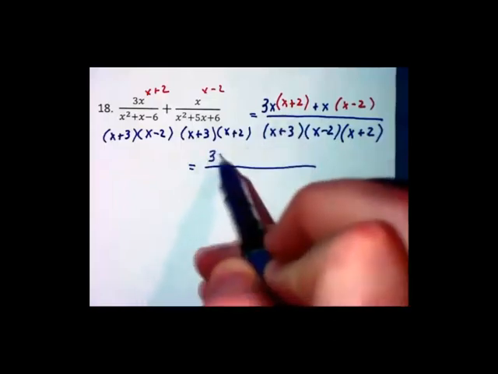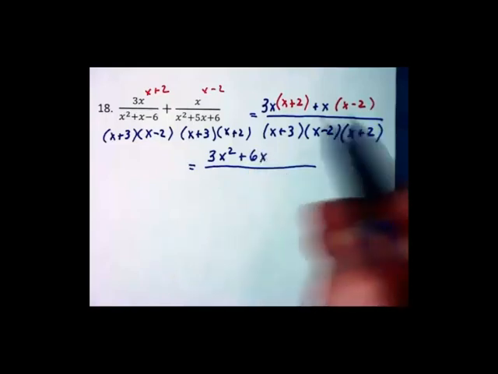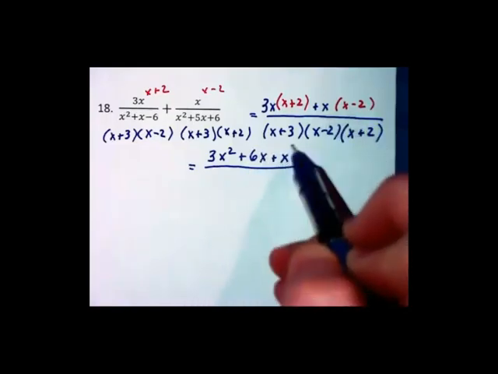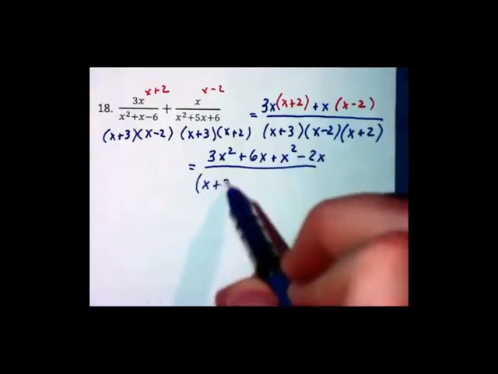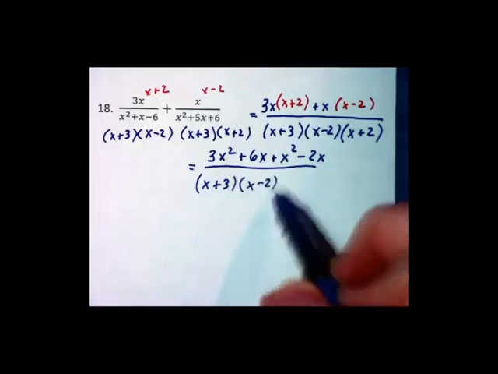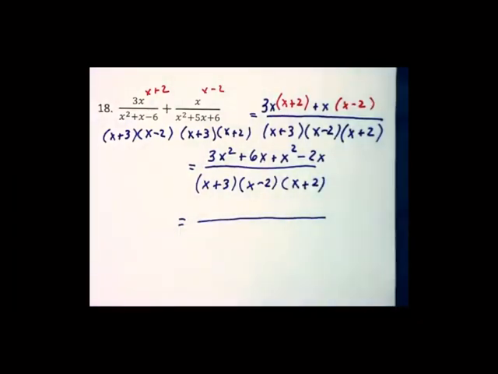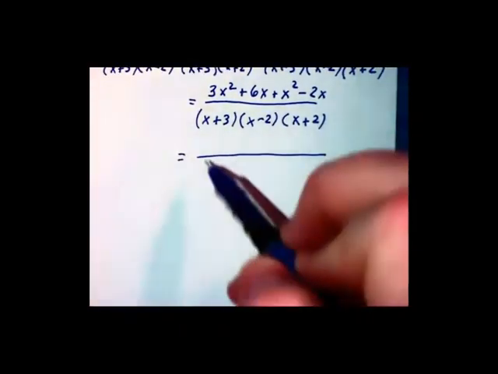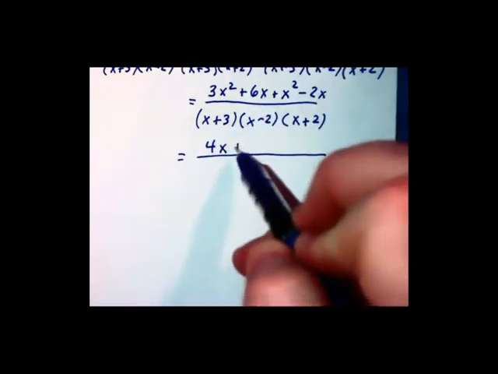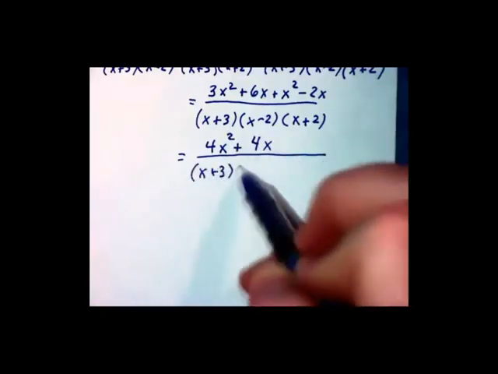3x times x makes 3x squared. 3x times 2 gives us plus 6x. Next distribution, x times x, that's x squared minus a 2x. And our denominator is going to have these three parentheses in it, x plus 3, x minus 2, and x plus 2. Up in the numerator, we're going to combine some like terms. With the x squared terms, we got 3x squared plus 1x squared, that's 4x squared. And the 6x minus 2x makes plus 4x, over 3 parentheses here, which I'm going to keep writing over and over again.